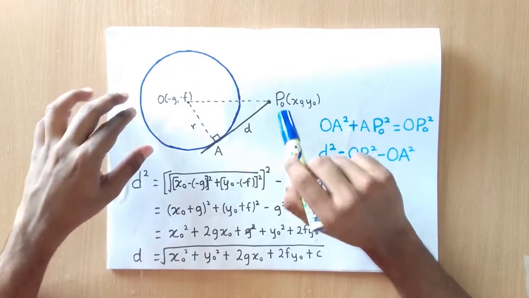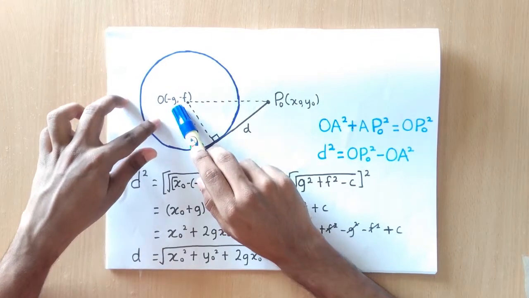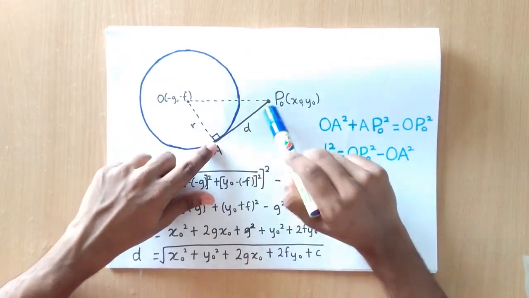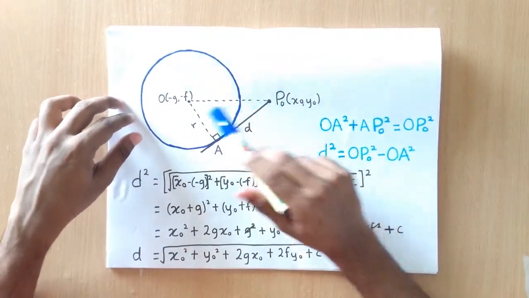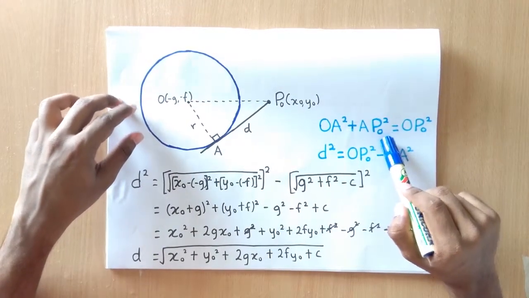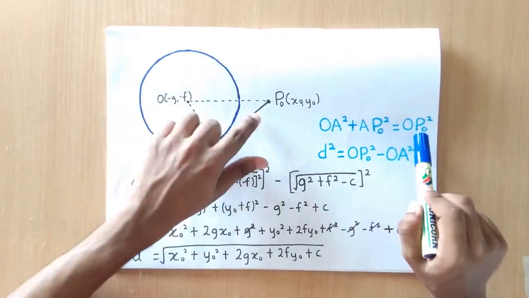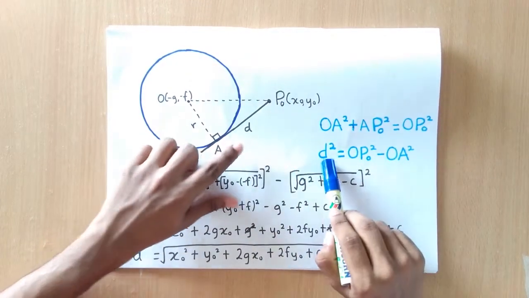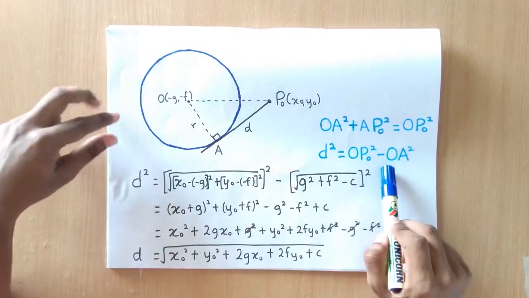Here we are given a point P0 (X0, Y0) and a standard circle with center O (-G, -F). We are going to find the length of the tangent AP0. Here we can see that OAP0 is a right angle triangle, so we can use the Pythagoras theorem. That will be OA squared plus AP0 squared equals OP0 squared. So if we make AP0 the subject, we get D squared equals OP0 squared minus OA squared.